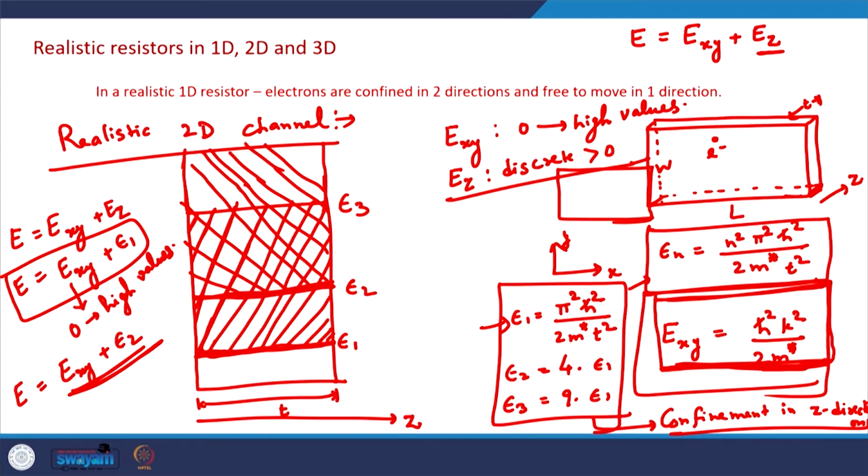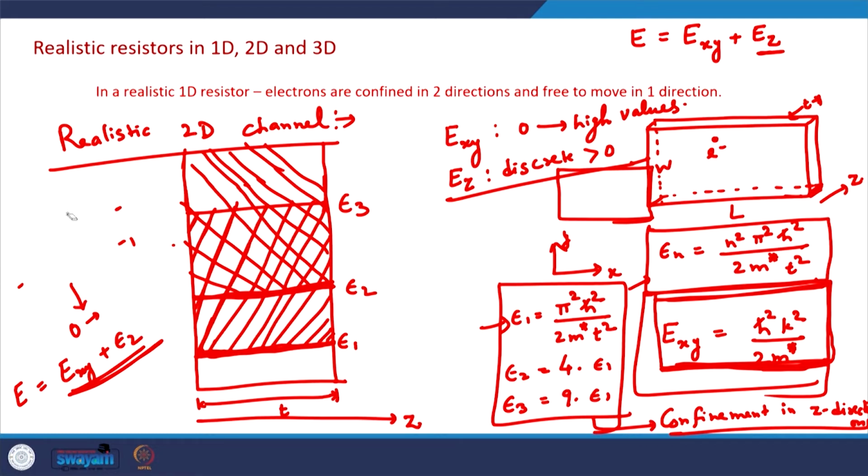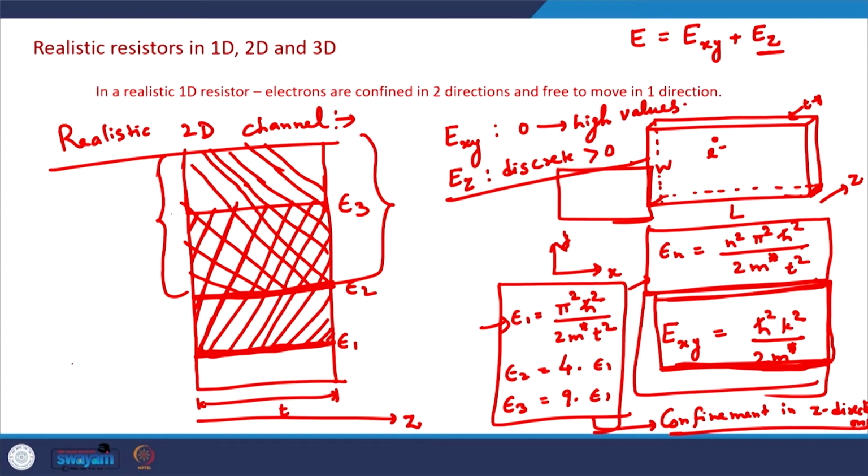So now an interesting situation arises. The electrons that are in epsilon 1 state may have energies in this regime. In this regime also, electrons sitting in state epsilon 1 can have energies. Similarly, the electrons sitting in state epsilon 2 can also have energies in this regime. Electrons sitting in state epsilon 3 can have any energy above epsilon 3, or electrons sitting in epsilon 1 can have any total energy up to this.